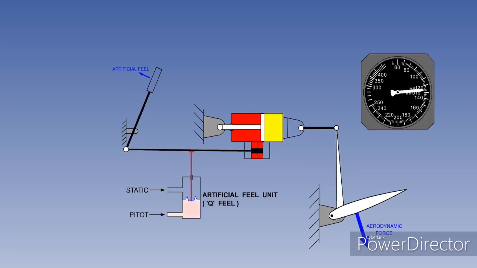The artificial feel unit responds to changing dynamic pressure in the same way as an airspeed indicator. And because the symbol for dynamic pressure is Q, the device is also referred to as Q-feel. As before, these illustrations are schematic to show the operating principle.